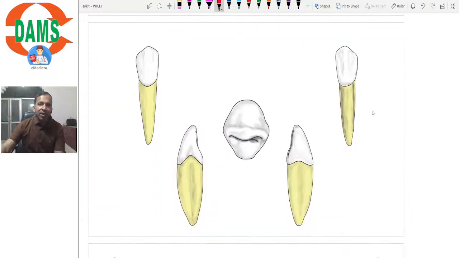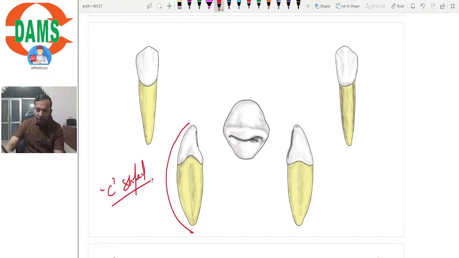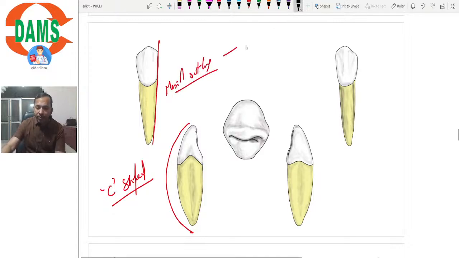ये mandibular canine है. In mandibular canine, you would notice a specific feature that its labial surface is C-shaped. Some time back, we read about a C-shaped canal configuration which was seen in mandibular second molar. This is C-shape of the labial surface and it is seen in the mandibular canine. Also, you can note that the mesial outline is almost straight.